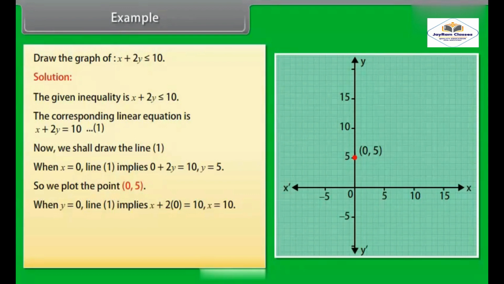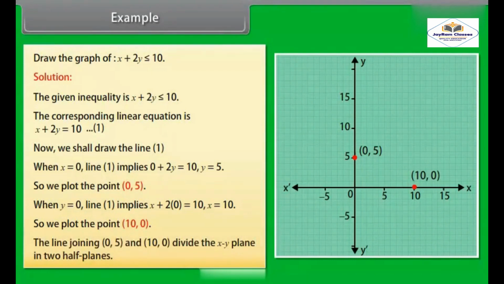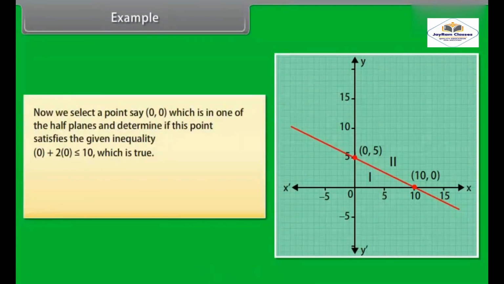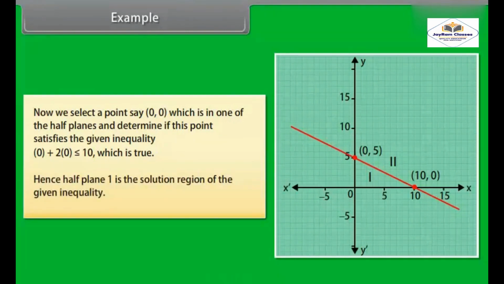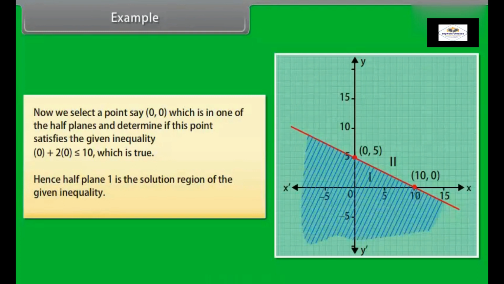When y = 0, line 1 implies x + 2 × 0 = 10, x = 10. So we plot the point (10, 0). The line joining (0, 5) and (10, 0) divides the xy plane into two half planes. Now we select a point, say (0, 0), in one of the half planes, and determine if this point satisfies the given inequality. 0 + 2 × 0 ≤ 10, which is true. Hence, half plane 1 is the solution region of the given inequality.